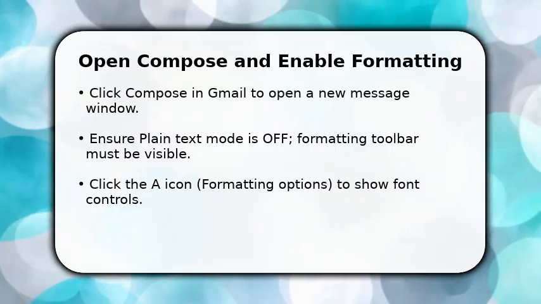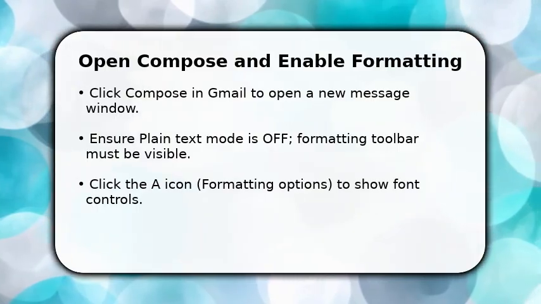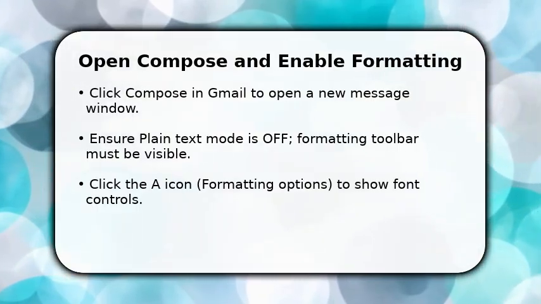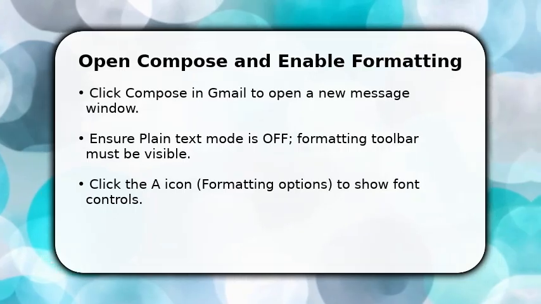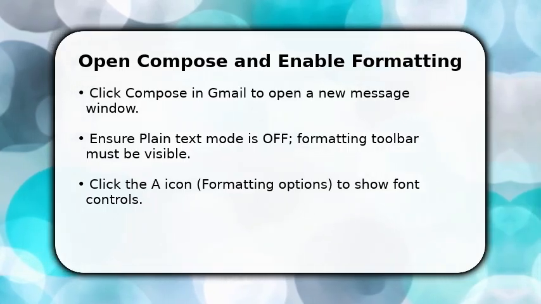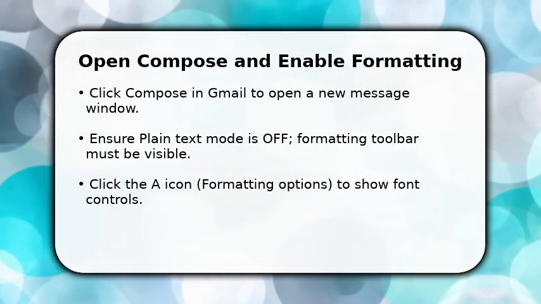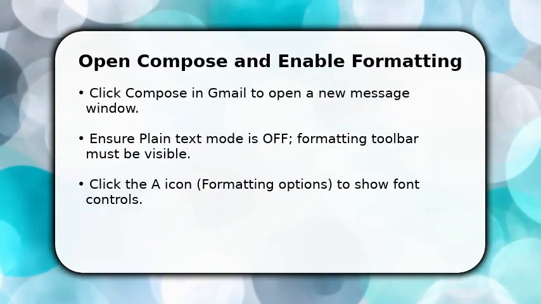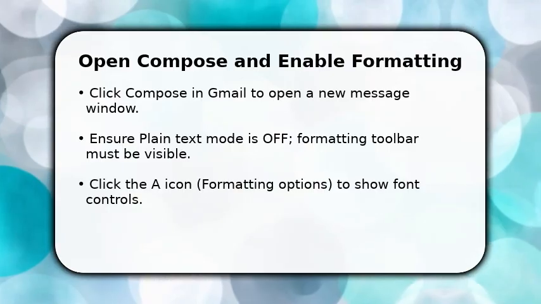You start by opening Gmail and pressing Compose so you can work on the message now. Once the new window appears, make sure plain text mode is turned off because plain text removes size controls. Next, click the icon labeled Formatting Options to reveal the toolbar.